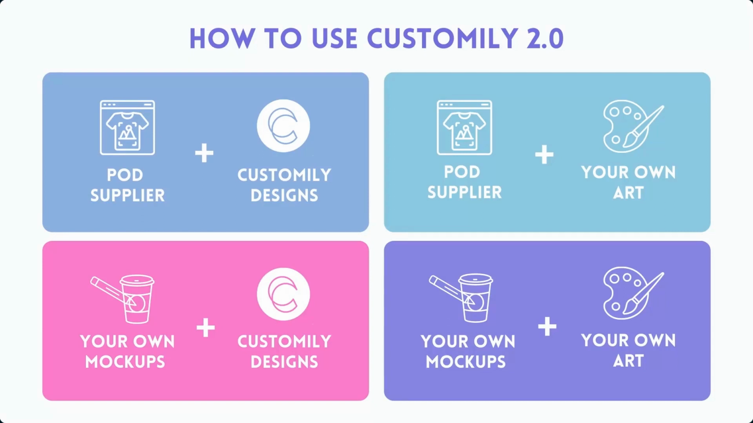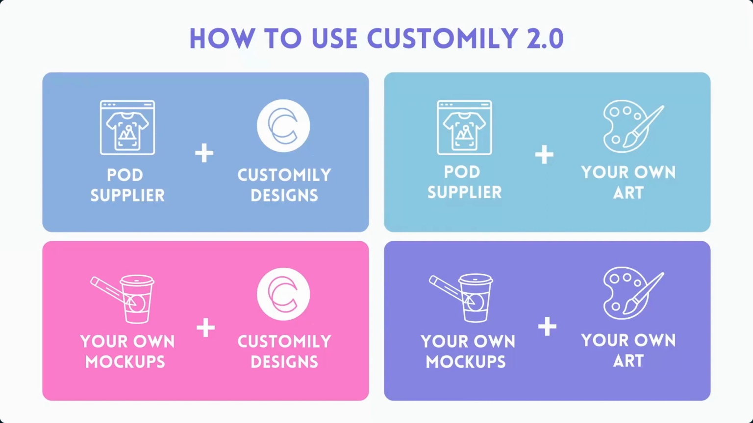Starting from the top left, you can work with a print-on-demand provider who has its own product catalog and add a design from Customily's library to it. This is the fastest path and the one that allows you to have a published product ready to sell in minutes. Then, to the right, you can work with a print-on-demand provider but choose to add your own designs to their products. In this case, you will have to access the Design Studio in Customily and populate your design library before you can start creating products.